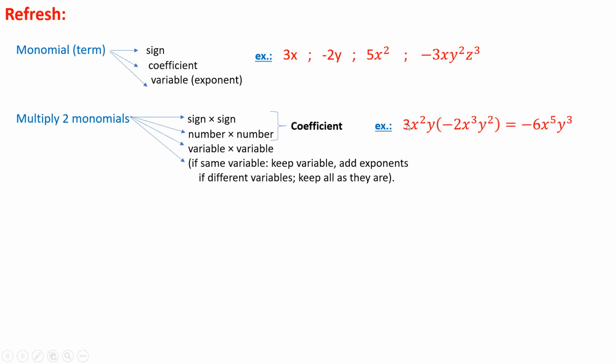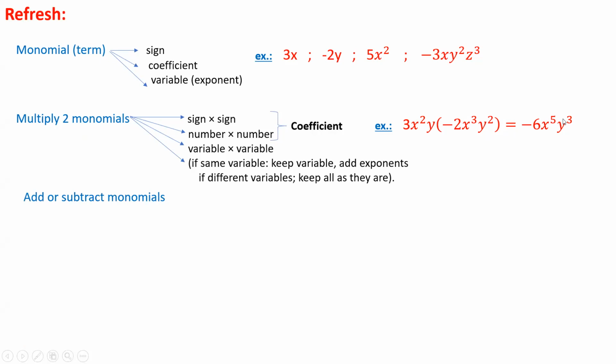As an example, 3x squared y multiplied by minus 2x cubed y squared. So we start: positive times negative is negative. 3 times 2 is 6. X squared times x cubed, same variables, so we keep the variable x and we add the exponents, 2 plus 3 is 5. Y times y squared, the same variable y, we write it y. Here the exponent is 1, so 1 plus 2 is 3.